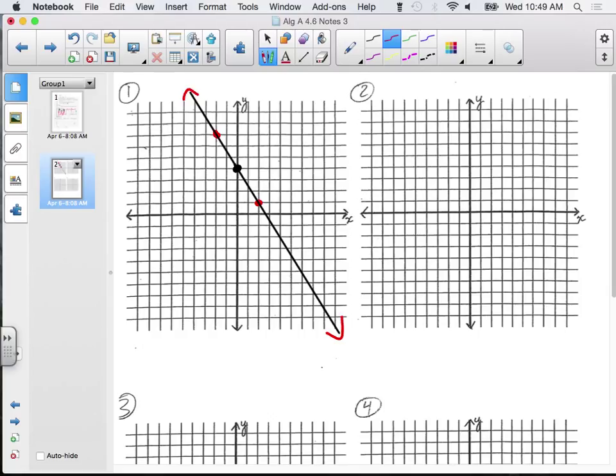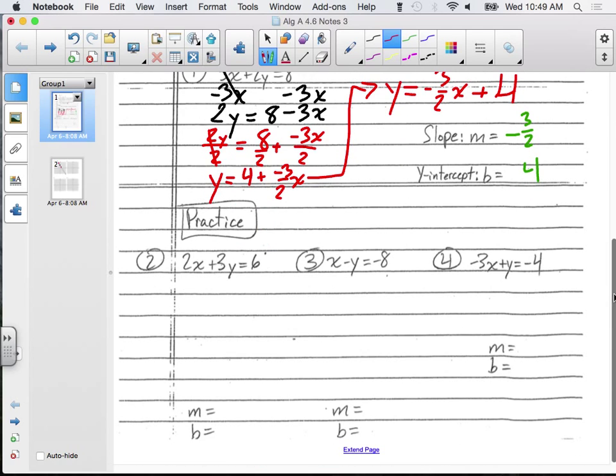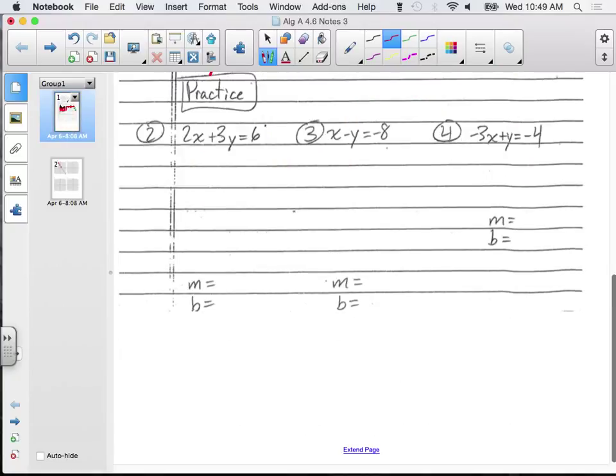Alright, have I lost anyone yet? Okay, and we go to the front side again. Now we'll do number 2 together, then the other 2 you guys can do by yourselves. So 2x plus 3y equals 6. Is that in slope-intercept form? No. So what do we have to do?